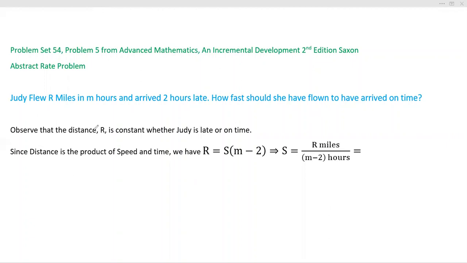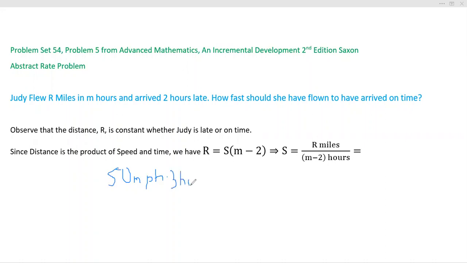Now, I'm just writing down some observations right here. Whether she's late or not, the distance is going to be constant. So that's very helpful. And distance is known to be speed multiplied by time. For example, if you're going 50 miles an hour, let's just write this down, 50 mph, you're doing 50 miles per hour, and you do that for 3 hours. Times 3 hours.